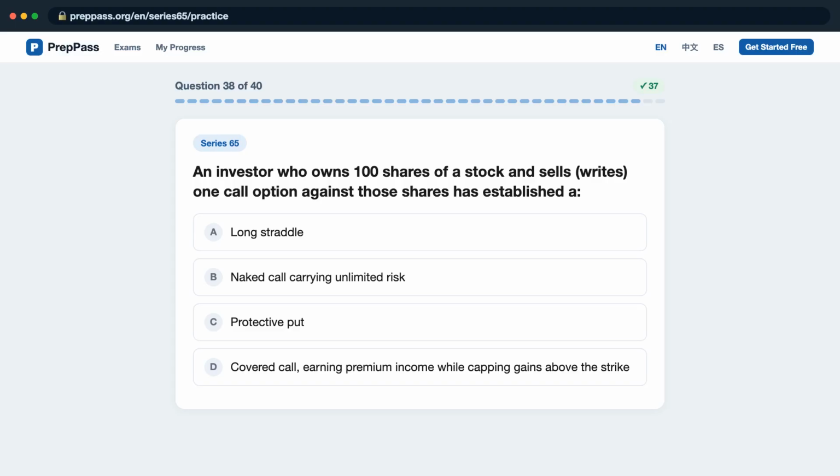Question 38. An investor who owns 100 shares of a stock and sells, writes, one call option against those shares has established a... Is it A, long straddle? B, naked call carrying unlimited risk? C, protective put? D, covered call, earning premium income while capping gains above the strike?